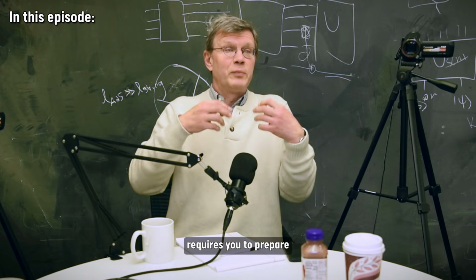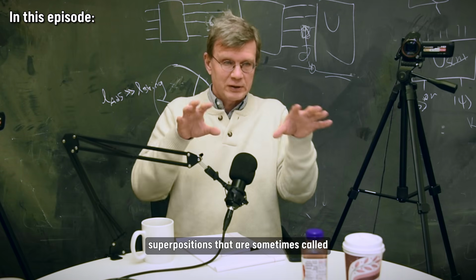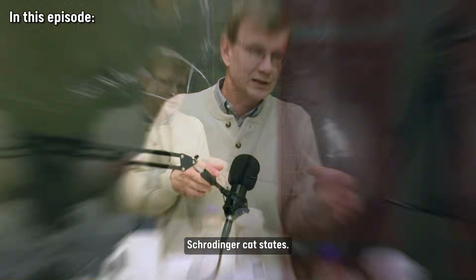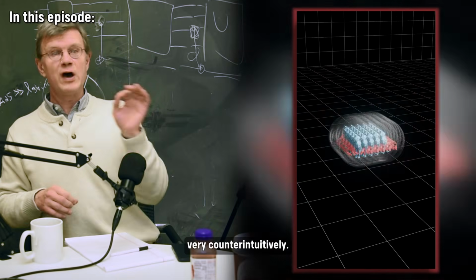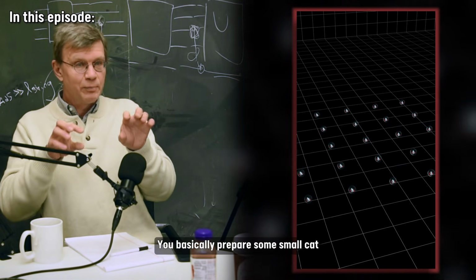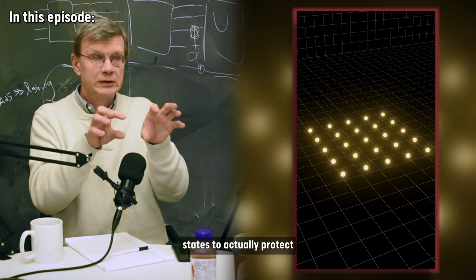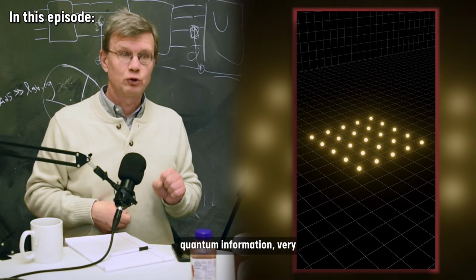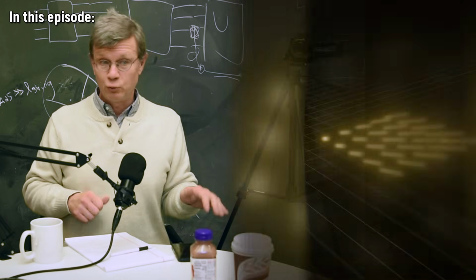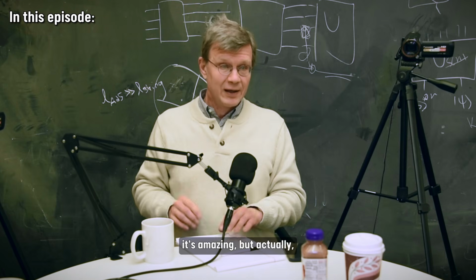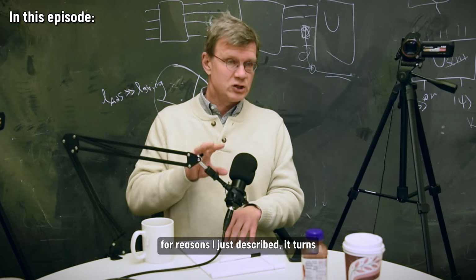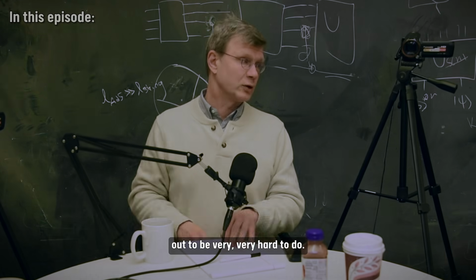requires you to prepare these entangled states, these big superpositions that are sometimes called Schrödinger cat states. The cat can be alive or dead. So basically, in quantum error correction, very counterintuitively, you prepare some small cat states to actually protect quantum information. Very counterintuitive. In fact, even theoretically, the fact that it's even possible is amazing. For reasons I just described, it turns out to be very, very hard to do.